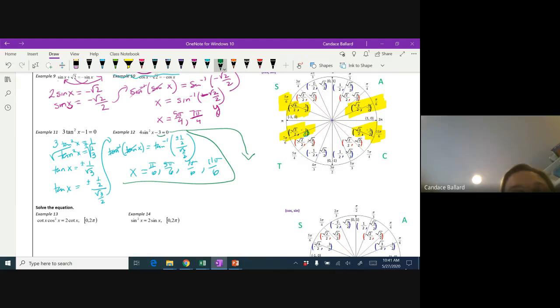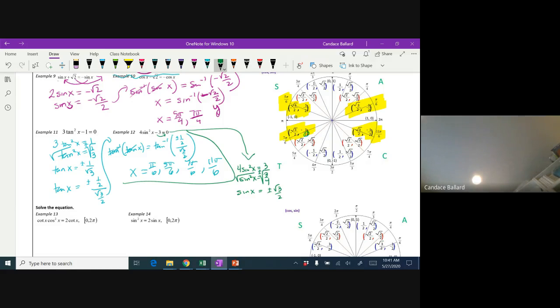All right, so I'm going to start by adding the 3 to both sides. So I get 4 sine squared x equals 3. Then I'm going to divide by the 4, so sine squared x equals 3 divided by 4. To undo the squared, we square root both sides, so I write a plus and minus in front. So we get sine x equals plus or minus square root of 3 over, and I know the square root of 4 is 2.